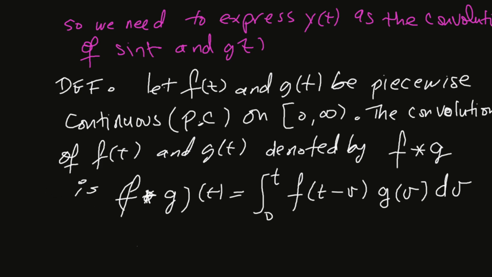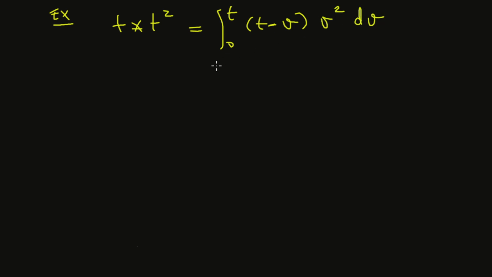So let's give you a simple example so we know what's going on. Example, just so you know, if I have the convolution of t with t squared, that's not multiplication. By definition, the first function is t, and I need t minus v, then times the second function, which is t squared, so I put v squared in it, dv. Alright, so that's it. After here, we know what we need to do.